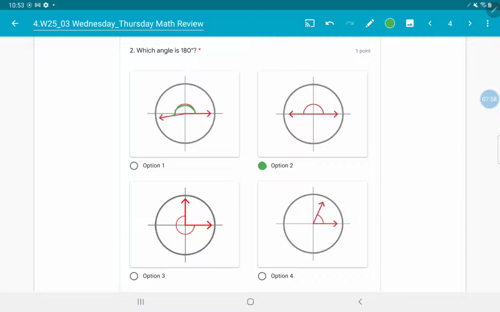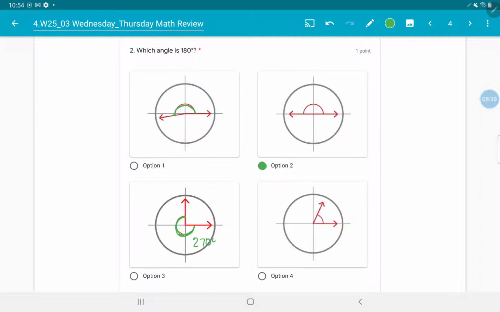Option 3. We go 1 right angle, 2 right angles, 3 right angles, if I follow that arc around. If I have 3 90-degree angles, how big would that be? What's 9 times 3? Okay, and then if we add our 0 at the end, it would be 270 degrees.